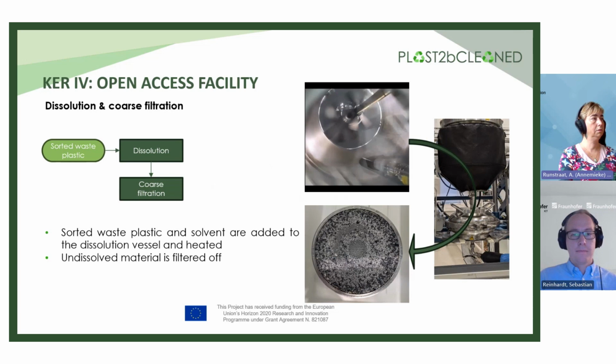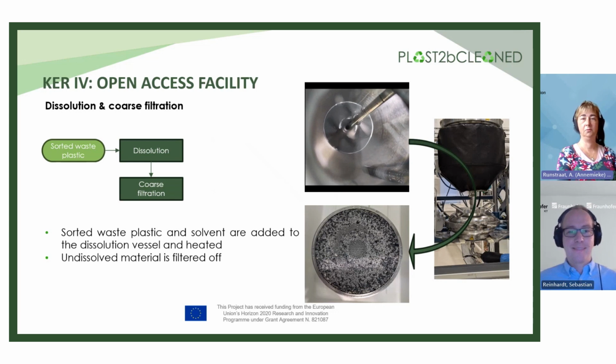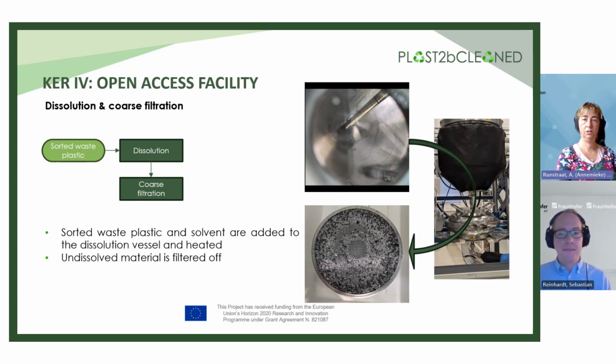Sebastian will start. Exactly. So you see here a top view of the dissolution process, where we just stir the waste with the solvent, dissolve the ABS, and use the filter that's underneath the vessel to remove the bigger undissolved materials. So after the coarse filtration, the next steps are designed to clean up the ABS even more. And Sebastian will take over to explain how we do this.